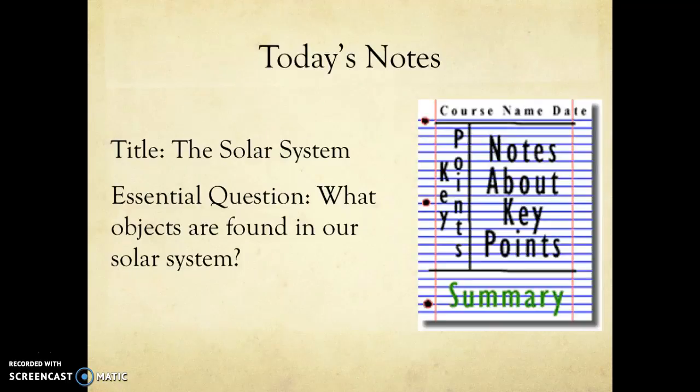Your title is the solar system. The essential question is, what objects are found in our solar system? As usual, Cornell notes, you should have title and essential question at the top of the page, 2 columns. Smaller one is for questions, key points, important vocabulary, things like that. And your bigger column is for your notes. At the end, you do need a summary. So let's get started.